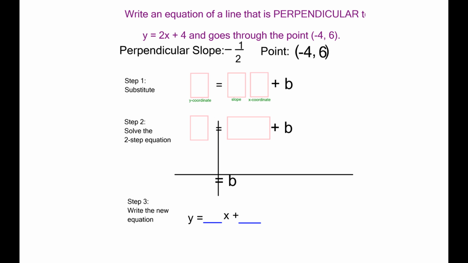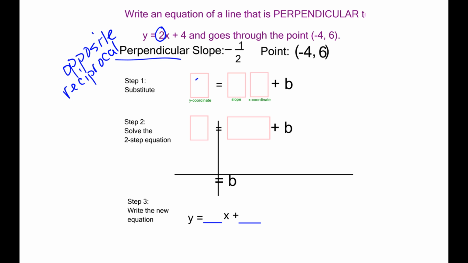If I'm using the slope-intercept method, which is one of the ways that you can do it, I'm looking for a line that's perpendicular to y equals 2x plus 4 and goes through the point negative 4, 6. The only thing that changes is that I have to be perpendicular to 2. My perpendicular slope is always the opposite sign. If it's positive, it's going to be negative, and then it's going to be the reciprocal. So the opposite reciprocal of 2 is negative 1/2.